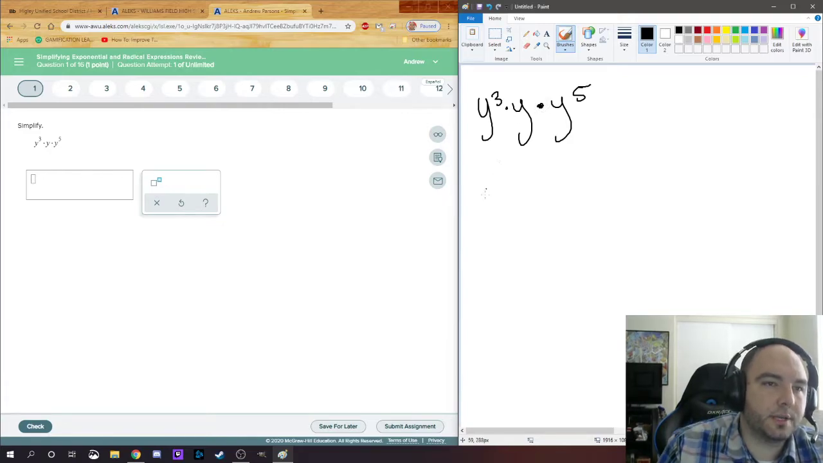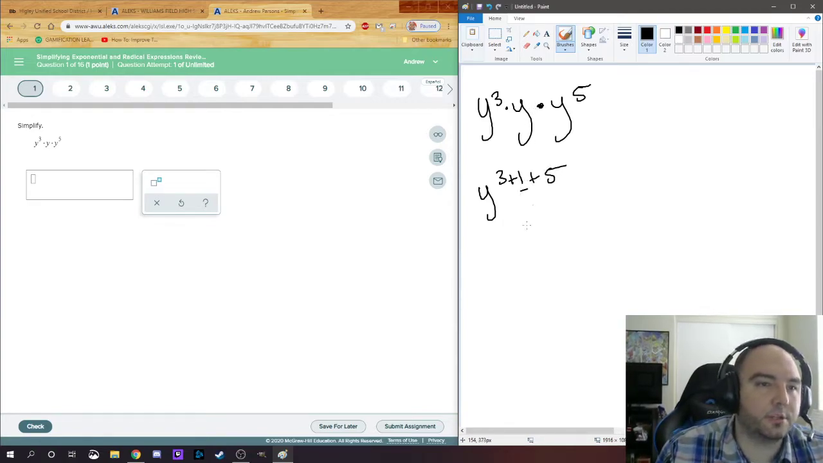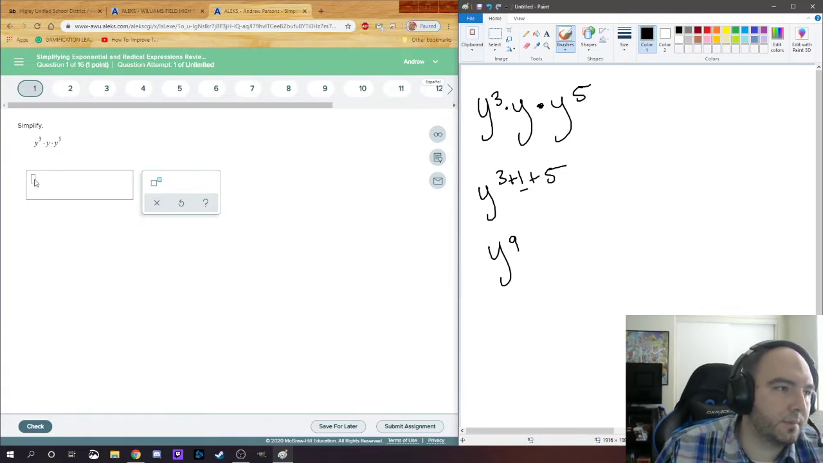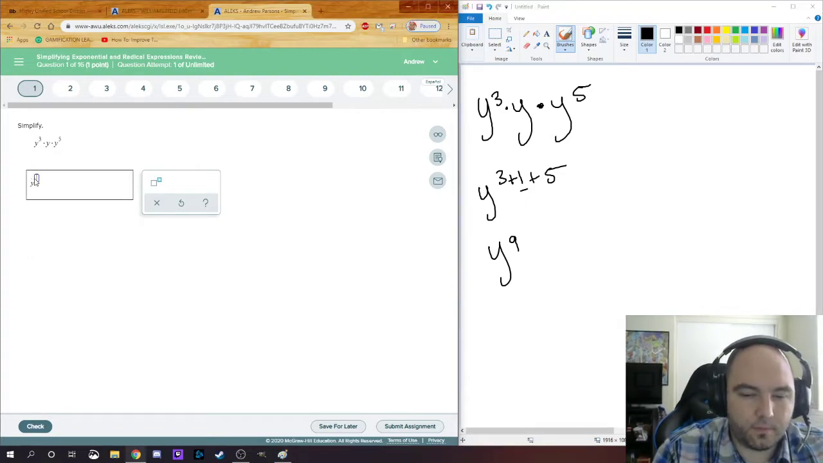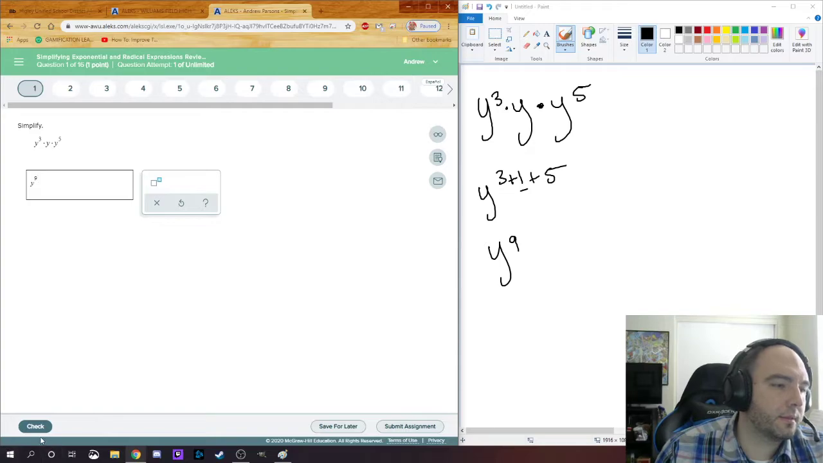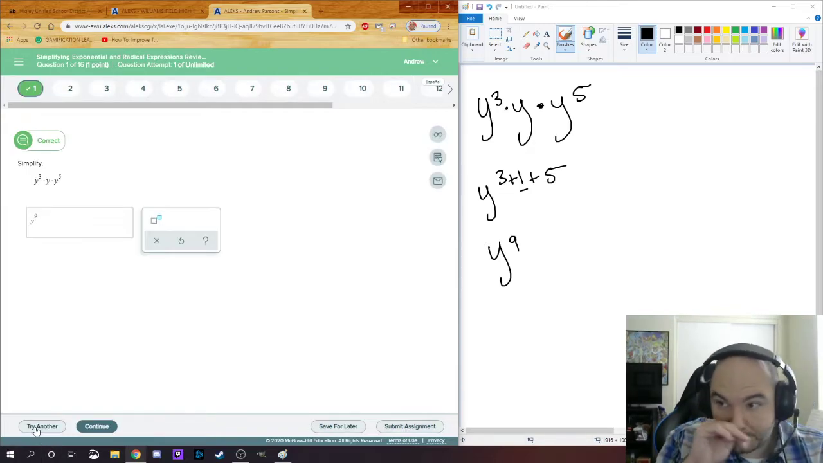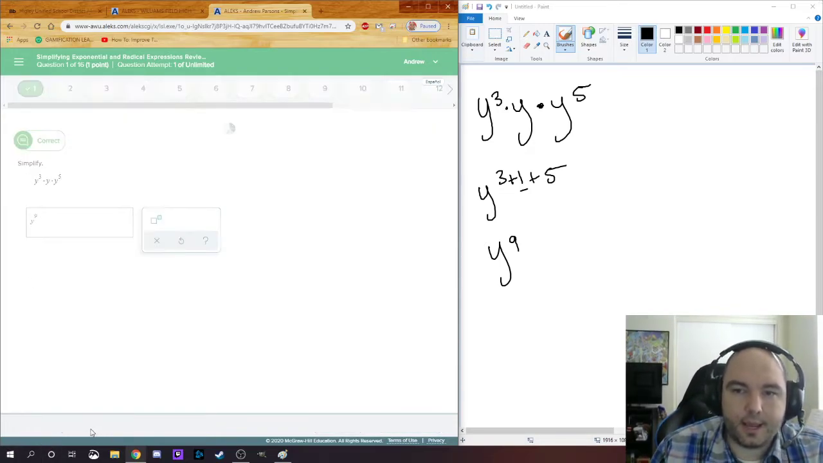When you do this, you're basically just adding it all up. So 3 plus 1 plus 5. The 1 comes from the fact that if it's just a letter, it still has an exponent. It's just not written, so it counts as 1. So this will be y to the 9th. So that's what I'm going to put. Next problem.